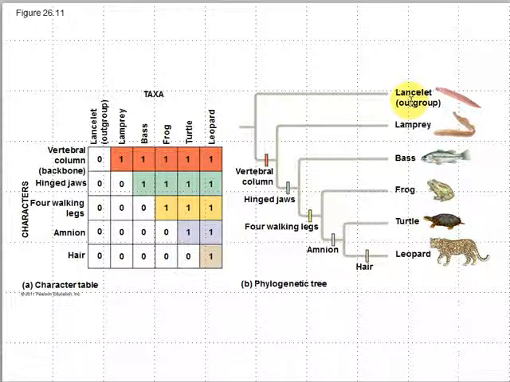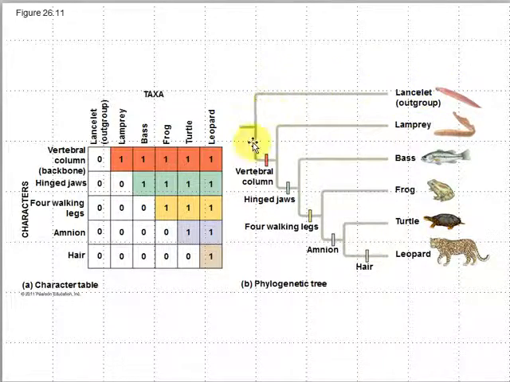He does not have a certain characteristic of all the rest of them. If we come down here, we have a vertebral column. All of the creatures from the lamprey down to the leopard have a vertebral column. The lancelet does not. He is our outgroup. He is our outlier amongst all of those.